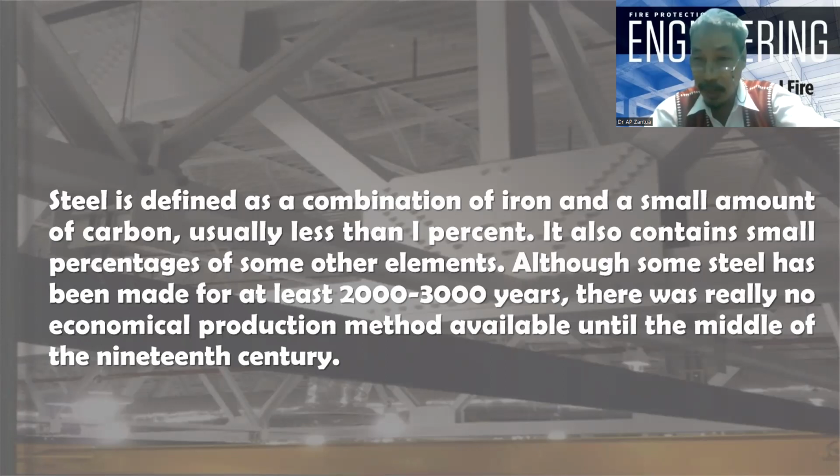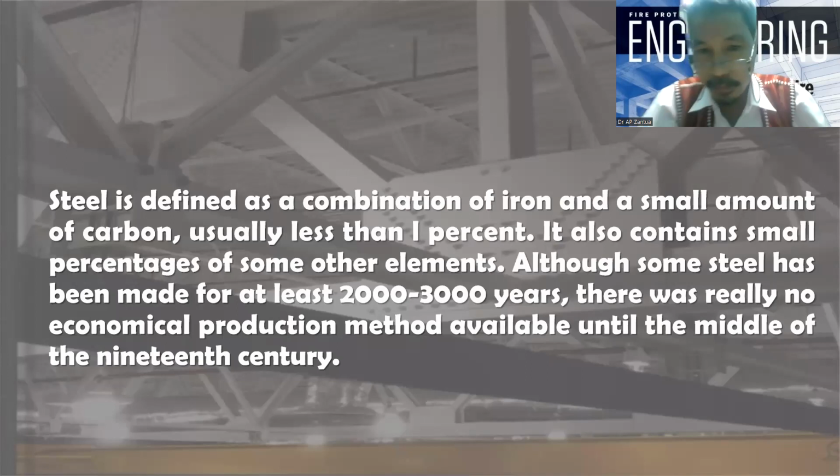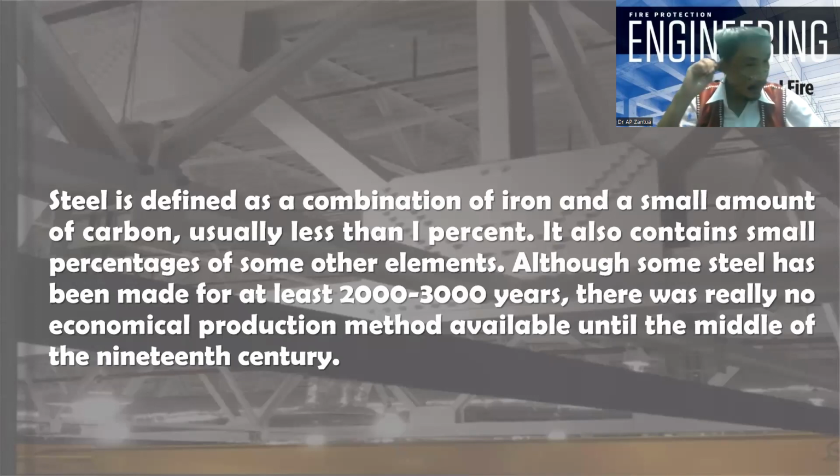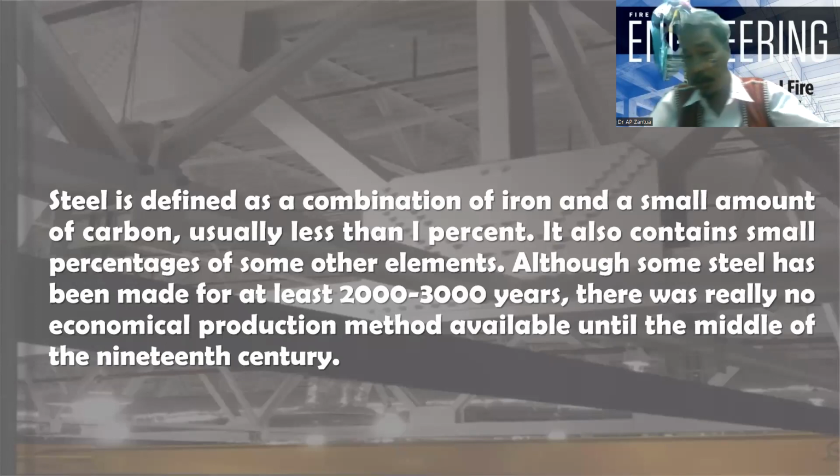Meaning the characteristic creates more advantages rather than disadvantages. Okay? It also contains small percentages of some other elements. Okay, like what? But less than 1%. So carbon is the next one, but less than 1% for carbon.